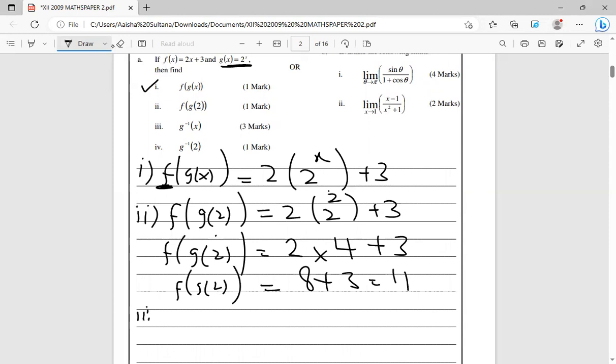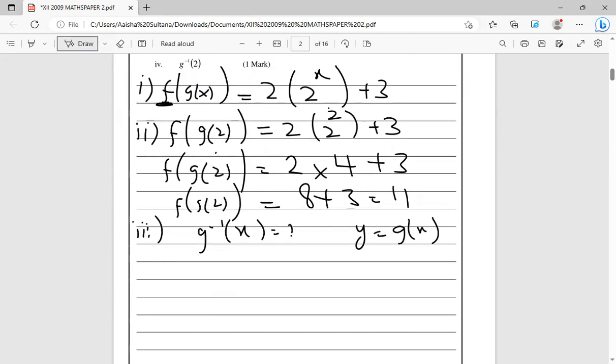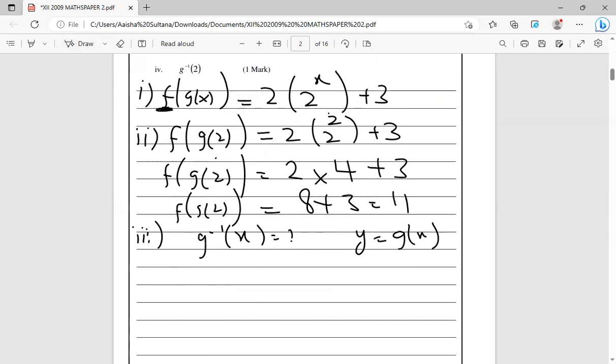Now come to the third part of the question. It's an inverse function, g inverse of x. According to the basic knowledge, we know that y is equal to g of x. If we write it down for x, it will be written in this way: x is equal to g inverse of y.